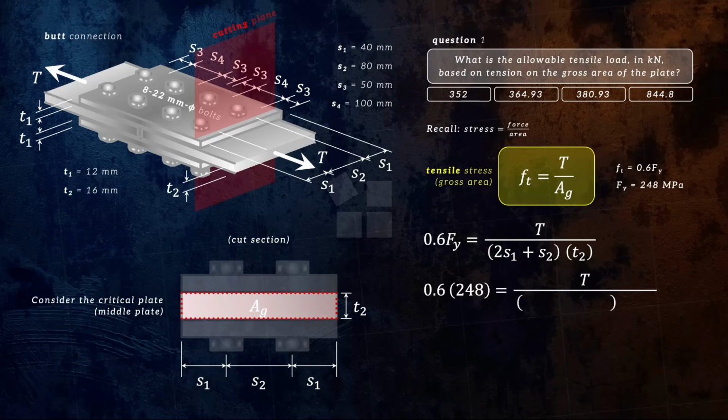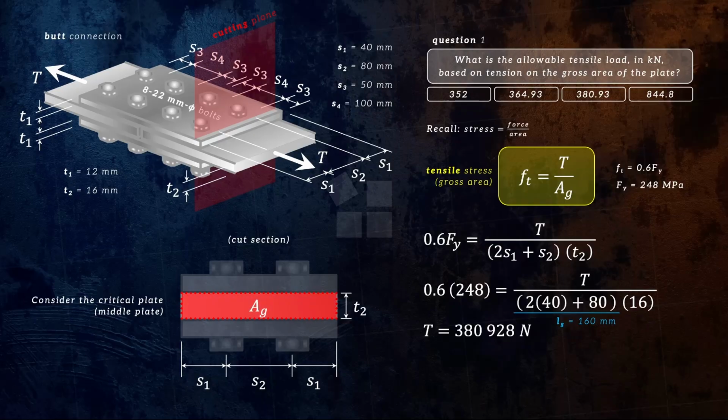Let's focus on the first quantity. S1 and S2 are given. S1 is 40. Therefore, 2S1 would be 2 of 40 plus S2 is 80, times T2 is given as 16. In addition, your first quantity is also your gross length, which if you calculate would have a value equal to 160 mm.